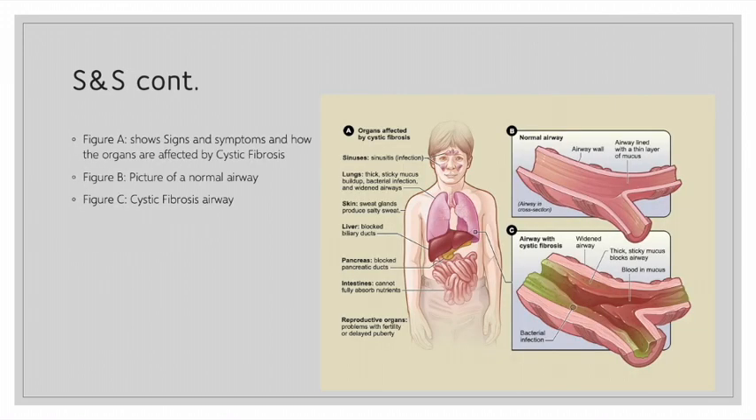So here's just another visual, another picture for those visual learners. And so figure A is kind of what I just talked about in the slide before. So it's kind of showing signs and symptoms in the organs affected by cystic fibrosis. So like your sinuses, lungs, skin, liver, etc. But what I really like about this picture is figure B and C. So as you can see in figure B, that's your typical normal airway in someone who doesn't have cystic fibrosis, your quote-unquote normal airway. And on the bottom is your cystic fibrosis airway.